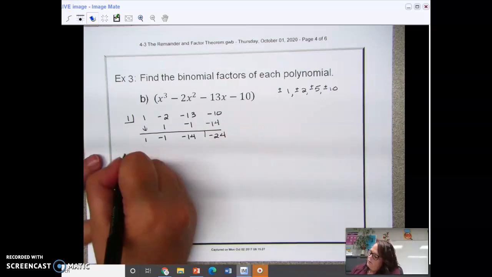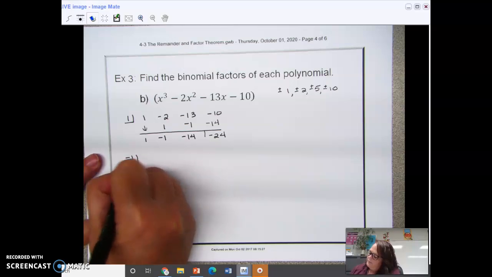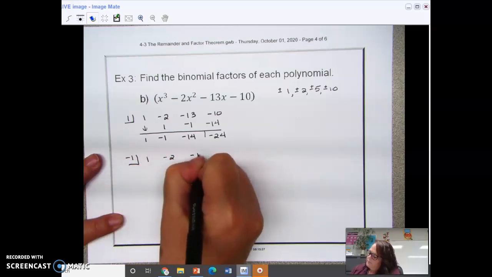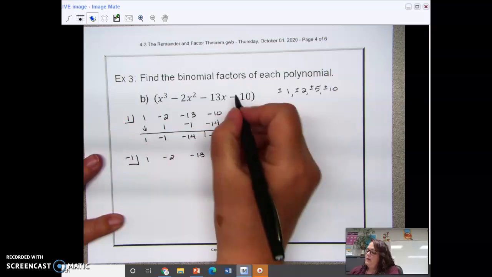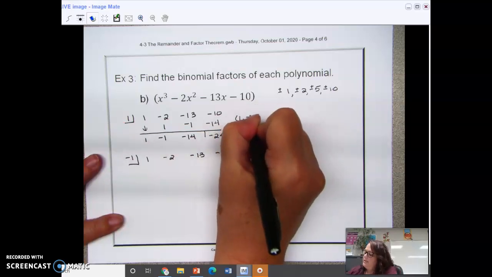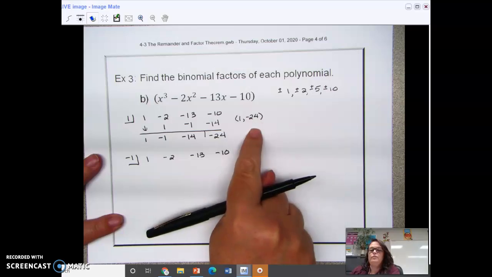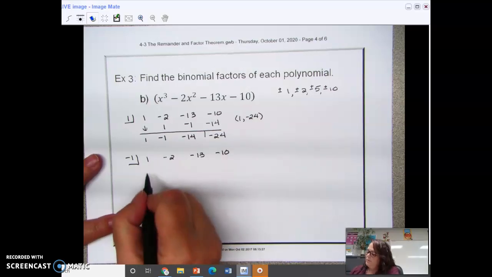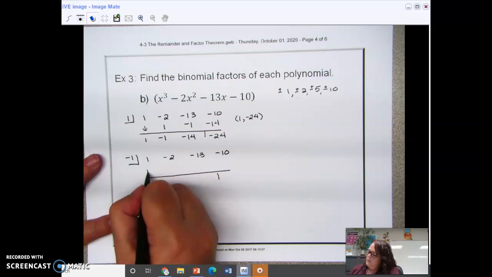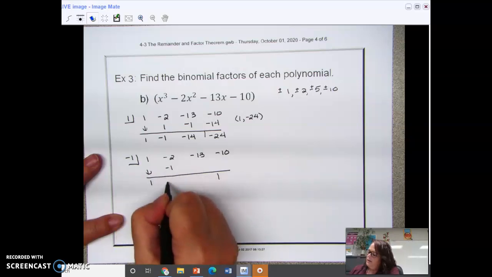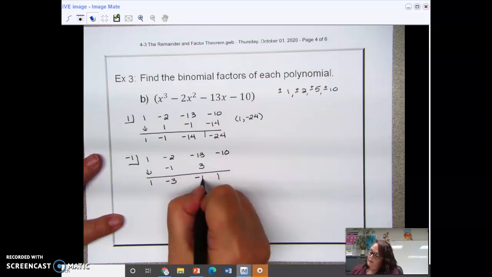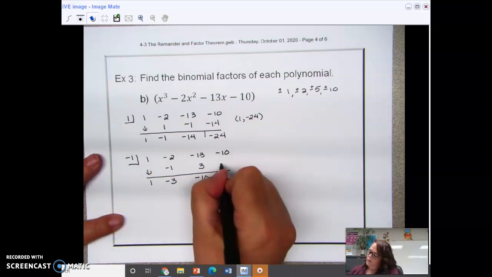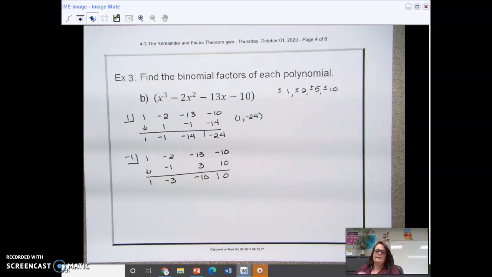So let's try another one. What if we tried something like negative 1? And then just remember, this is really the y value. It's saying what is the y value when x is equal to 1. So if we wanted to, I could say that there is a point of 1 comma negative 24 on that graph, just to let you know. All right, so when I do this, I get 1, negative 3, negative 10. We get positive 3. Negative 10 times negative 1 gives me positive 10, and that sum is 0.